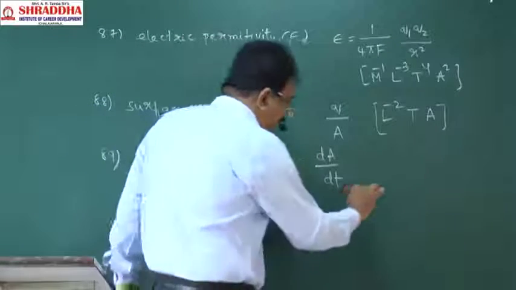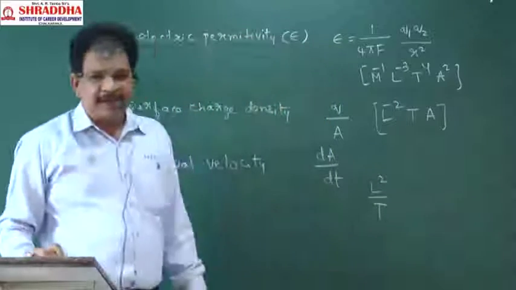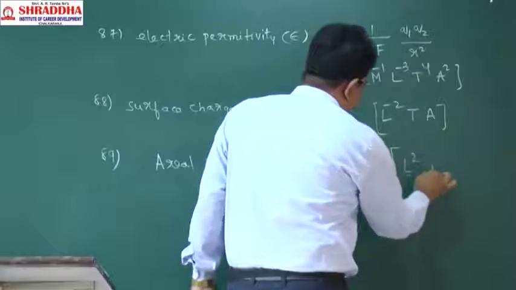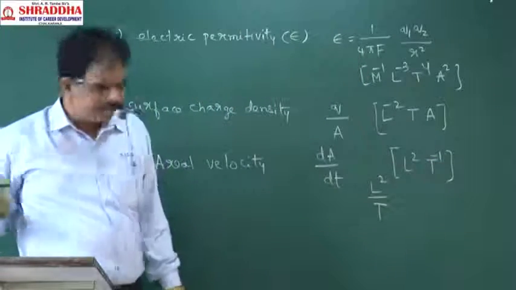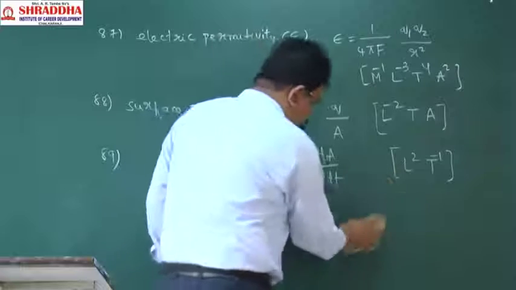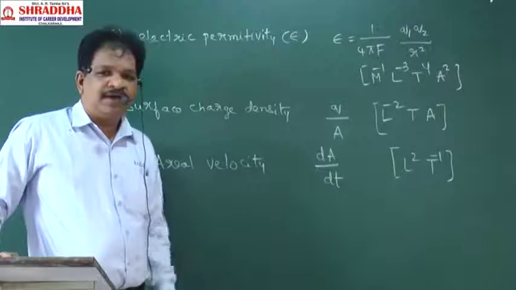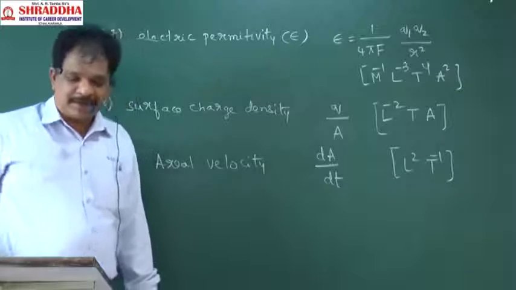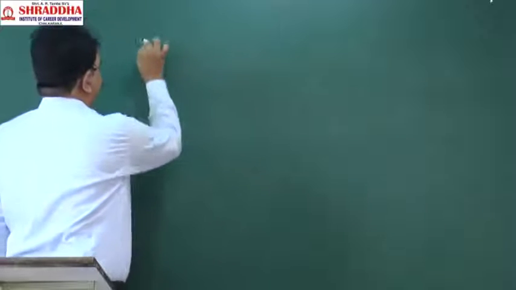So this value will be L square. This value will be time. So L square T power minus 1. That is the dimensional formula of areal velocity. Clear? Next. After areal velocity, wavelength.